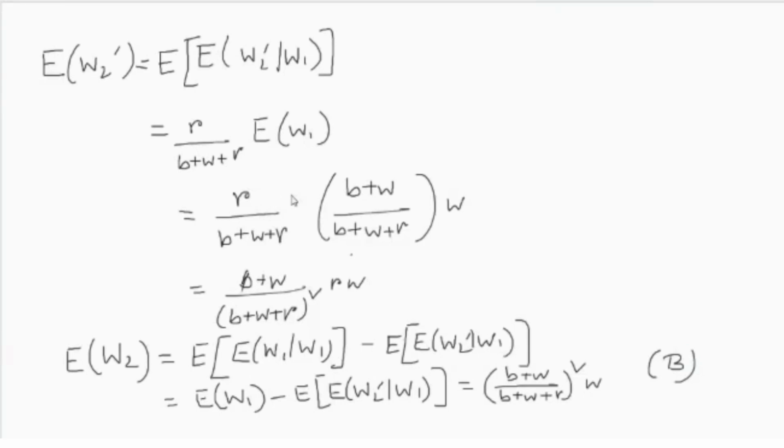We simply put it in the expression, and we get (b plus w by b plus w plus r) whole square into rw, and expectation of W2 is simply expectation of W1 minus this conditional expectation. So it's (b plus w by b plus w plus r) whole square into w. You can observe that even for t equal to 2, it's true. And you can simply extend this by taking the next stage: expectation of W3 dash is just the expectation of the expectation of W3 dash given W2. You can generalize it for any t in a similar manner.